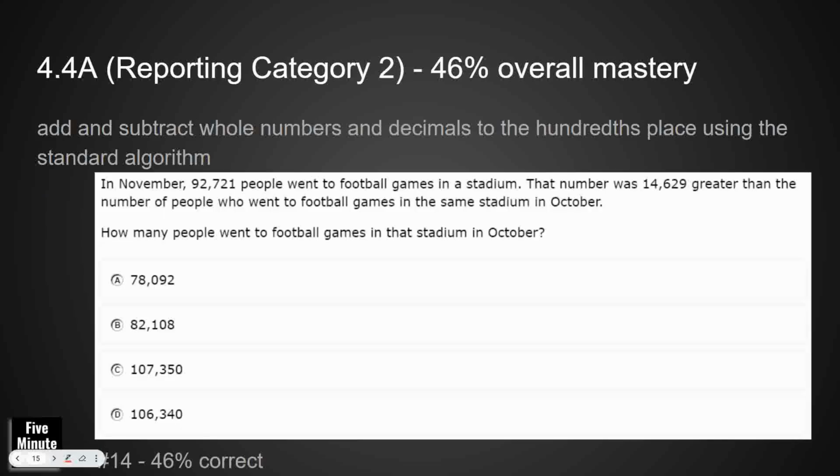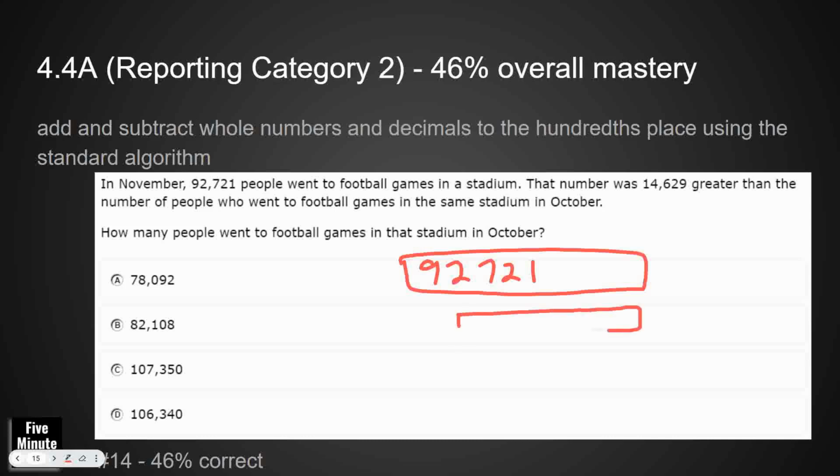So let's go back here and let's say, okay, 92,721. Okay, so let's make that in our strip diagram right there. And that was 14,729 greater. Okay, so we can say, I'm going to do it kind of like this. And we're going to say 14,629. Then the number of people who went in October. So how many people went in October? Well, we can see that we have kind of a part whole here. And so we can use subtraction to figure it out.